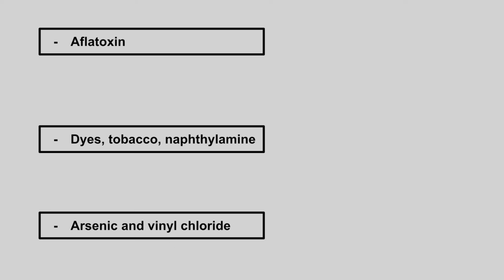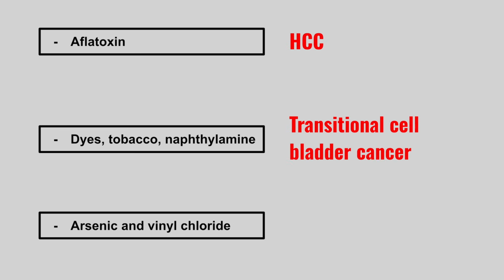Okay, the next ones are going to be cancers associated with these risk factors. So aflatoxin. This is associated with hepatocellular carcinoma. The next risk factors are going to be dyes, tobacco, and naphthylamine. This is transitional cell bladder cancer. The next is arsenic and vinyl chloride. This is liver angiosarcoma.